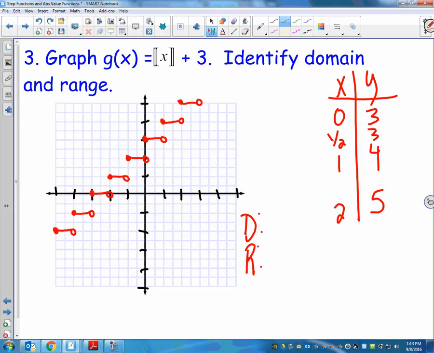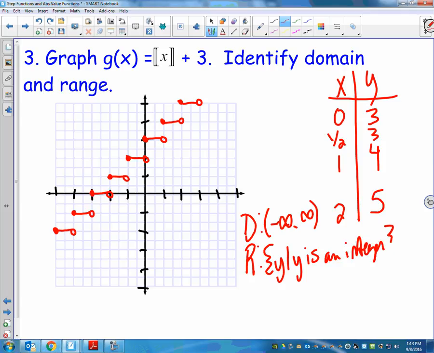Domain, all real numbers. Range. Skipping everything in between integers, right? So it's just all the integers again. We'll probably look at some tomorrow that maybe have a different range.